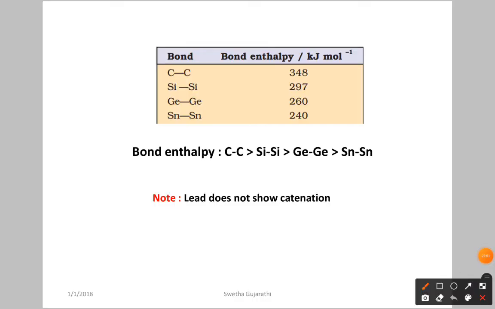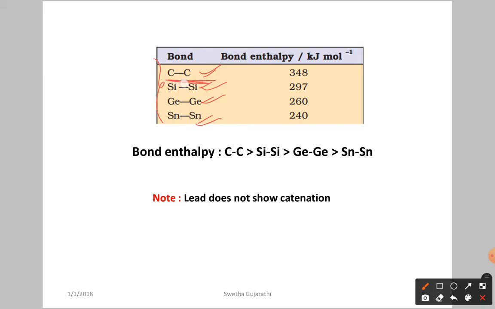Here we have the bond enthalpy. Bond enthalpy means the energy required to break the bond. Here, if you see carbon, silicon, germanium, tin, we are talking about the bond between the same elements. When the same elements combine, that is called catenation. Catenation means self-combining. Here we are talking about similar elements: carbon-carbon, silicon-silicon, germanium-germanium, tin-tin.